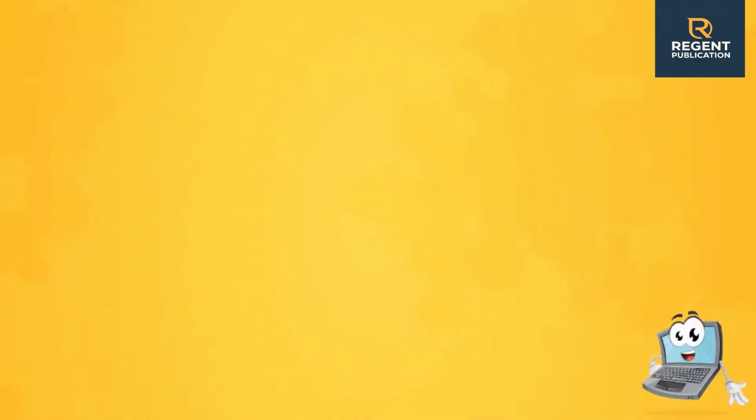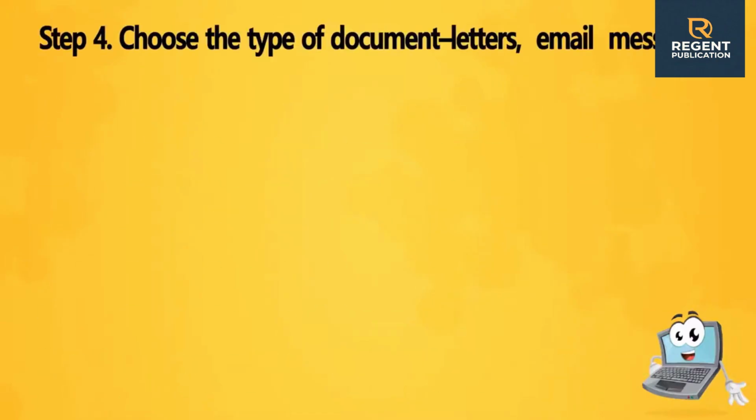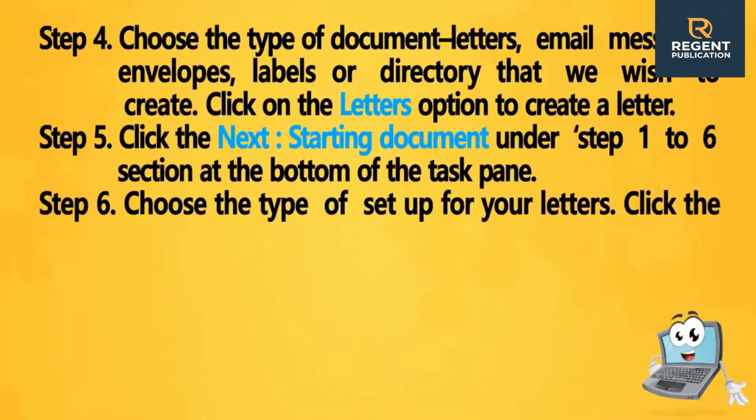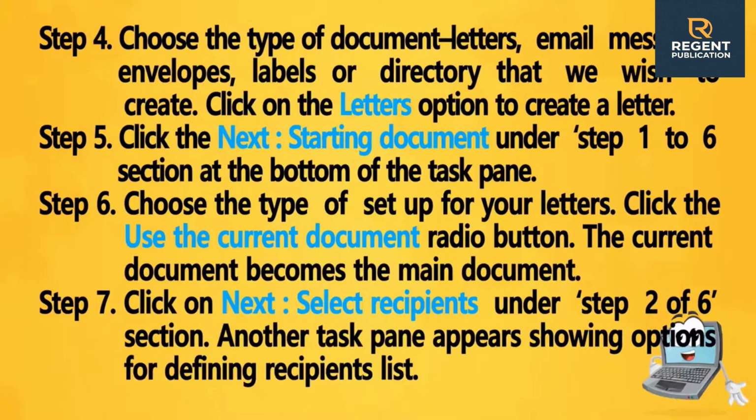Step 4. Choose the type of document: letters, email messages, envelopes, labels, or directory that we wish to create. Click on the Letters option to create a letter. Step 5. Click the Next Starting Document under Step 1 to 6 section at the bottom of the task pane. Step 6. Choose the type of setup for your letters. Click the Use the Current Document radio button. The current document becomes the main document.